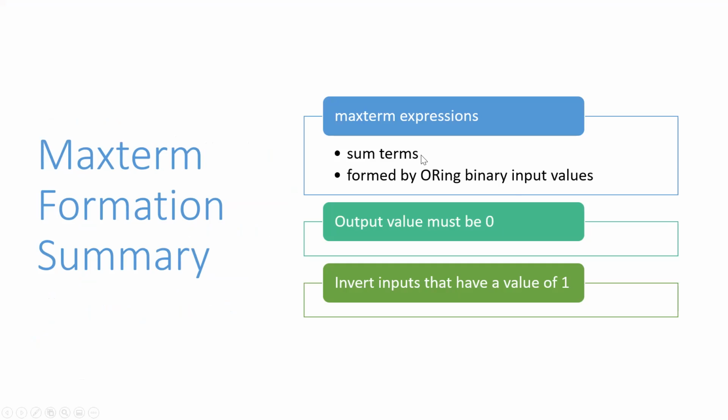Remember, max terms are summing terms. So they're formed by ORing the binary input values. The result must be a value of 0. And that means we need to invert any of the inputs that have a value of 1.